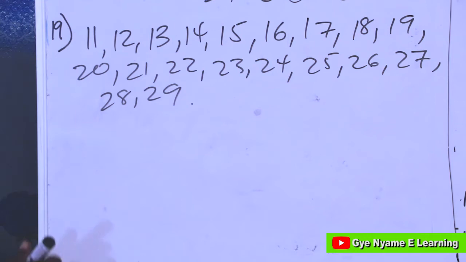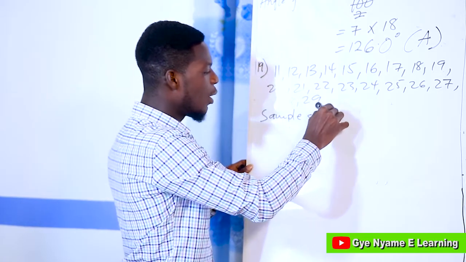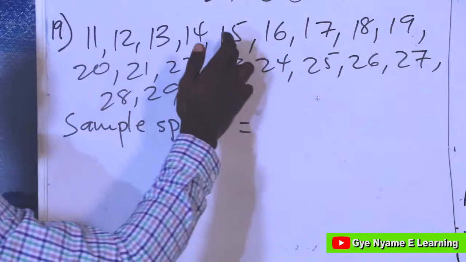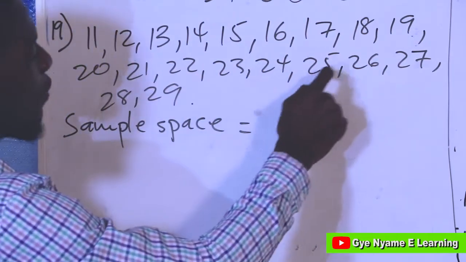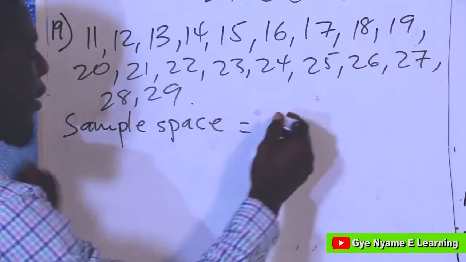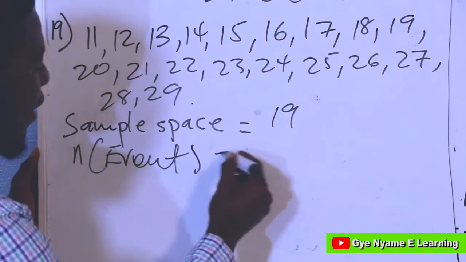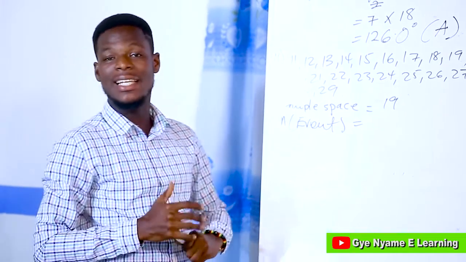So in this case, the sample space will be the number of the data. So we have 1, 2, 3, 4, 5, 6, 7, 8, 9, 10, 11, 12, 13, 14, 15, 16, 17, 18, 19. Then the number of the event. What is the event? The event is that we are selecting a number that contains the digit 2.